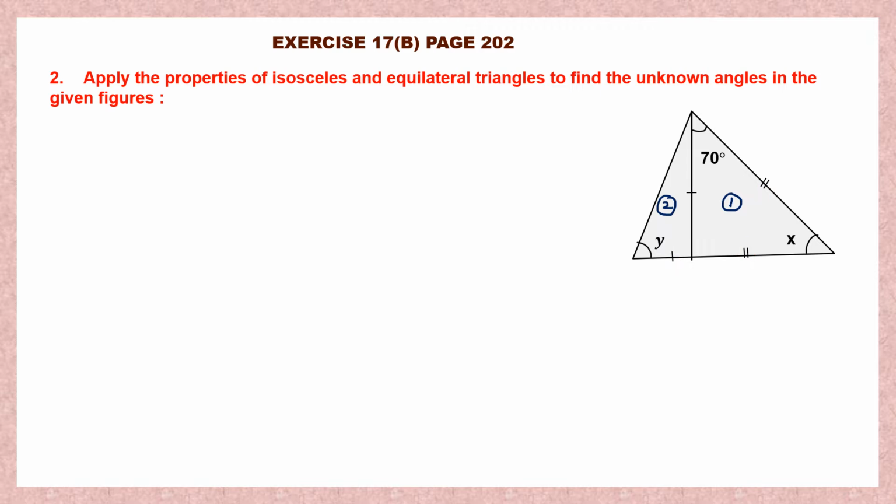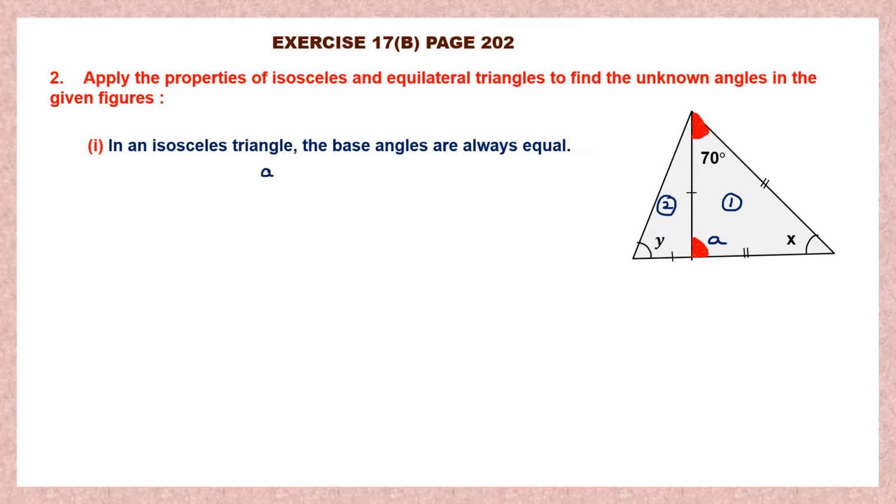Let's begin with triangle 1 and let's look at this property. In an isosceles triangle, the base angles are always equal. Base angles are the two angles marked in red. Now let's name this A. So in that case, A is equal to 70 degrees. The base angles are equal, so A is equal to 70 degrees.